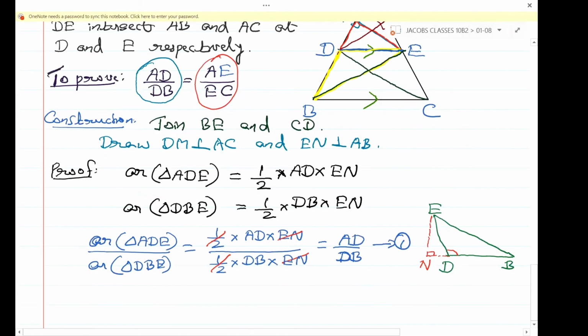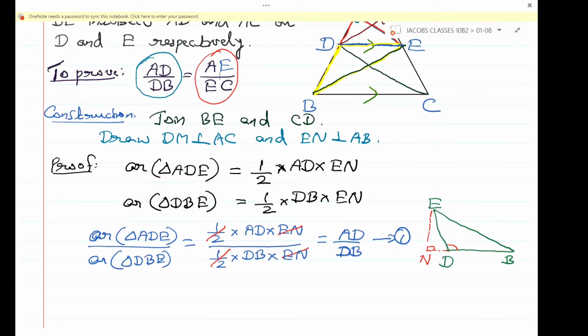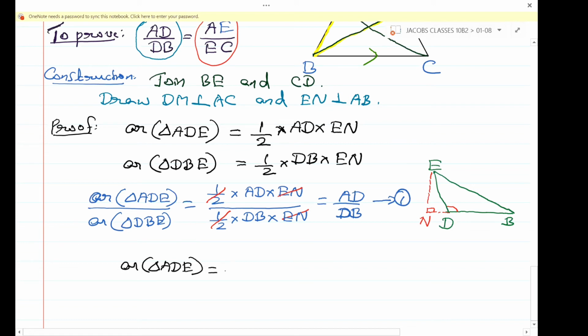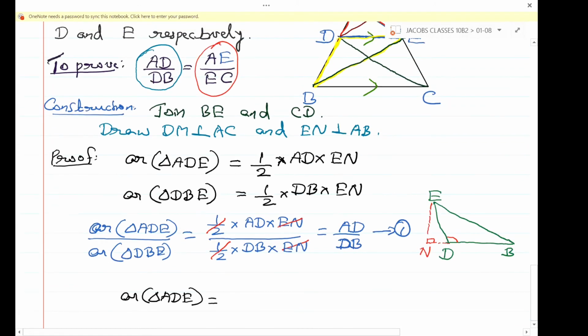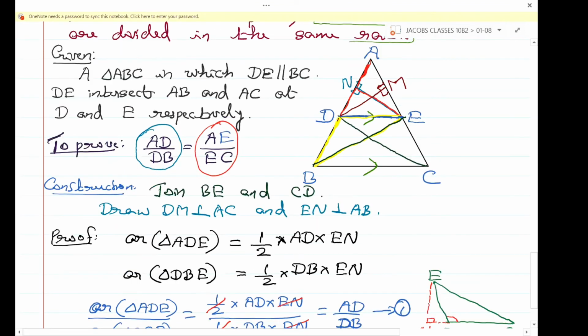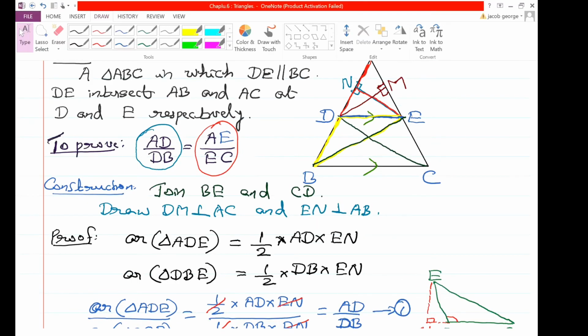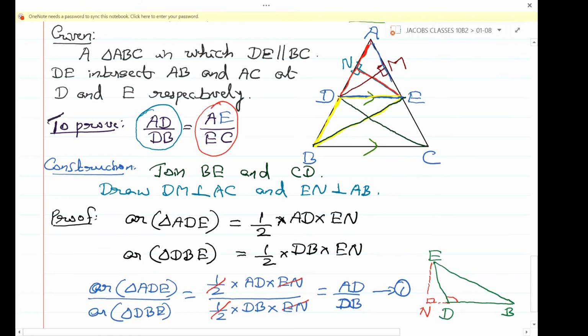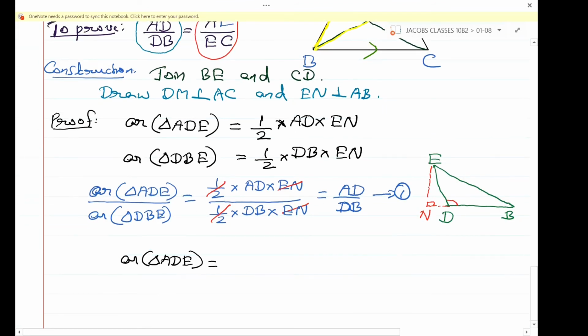So now again I am going to take the triangle ADE. So area of triangle ADE is equal to, but here I will take, look at the triangle ADE. Here I will take this AE as the base, and DM as the height. This DM is the height. So half into AE into DM.